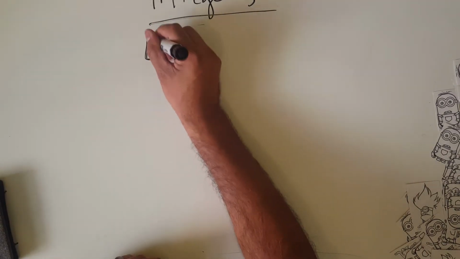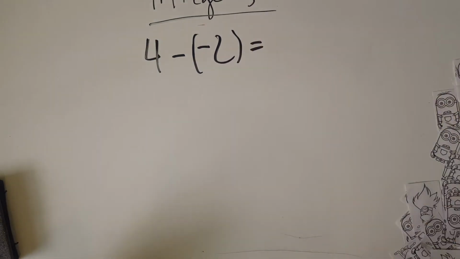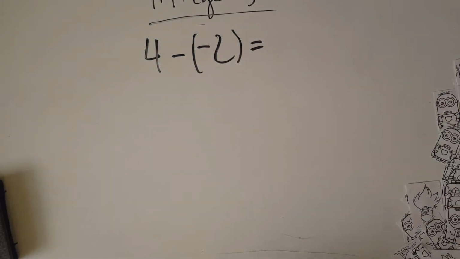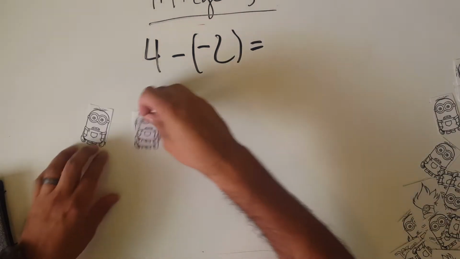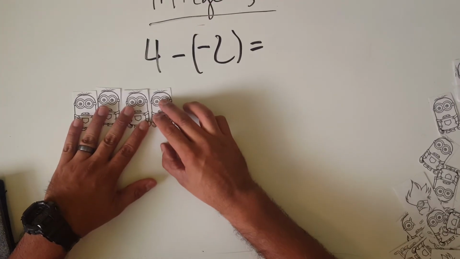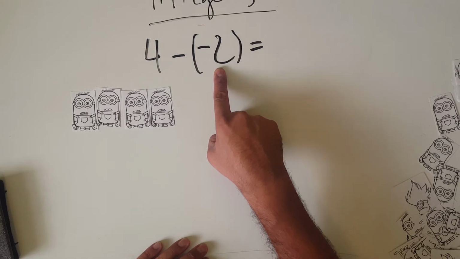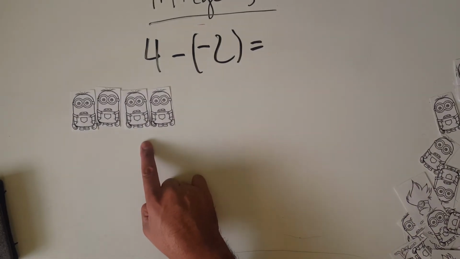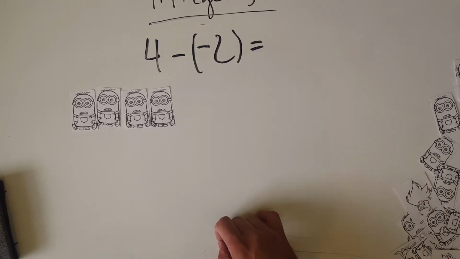Okay, so that was 4 minus 2. So let's do 4 minus negative 2. All right, so 4 minus negative 2. That one's kind of weird because look, if we act it out right now as it sits, we're going to start off with 4 positive minions. So let's do 4 positive minions right there. And from that, we need to take away 2 negative minions. Okay, so I don't have any negative minions. I don't have 2 negatives to take away from here. So what do I do?